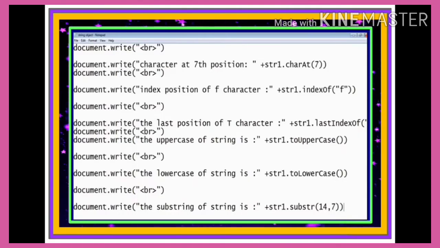Next we will see the use of the substr function. In our code add two lines, document.write br, and in the next line write document.write "The substring of string is", use the plus concatenate operator, then write str1.substr, pass two arguments 14, 7. Save the program, run on the browser, click on the button, enter the value "information technology" in capital letters, click on OK. You will get this output.